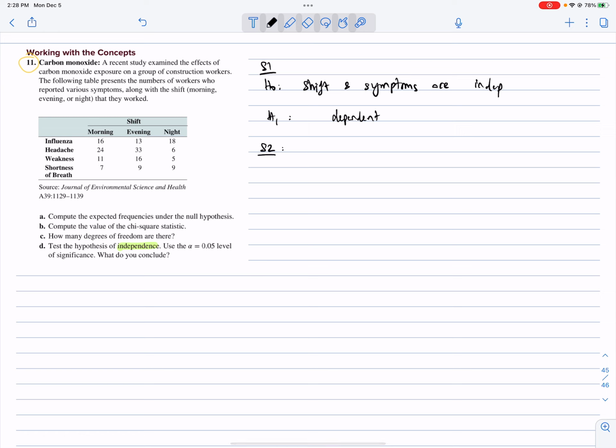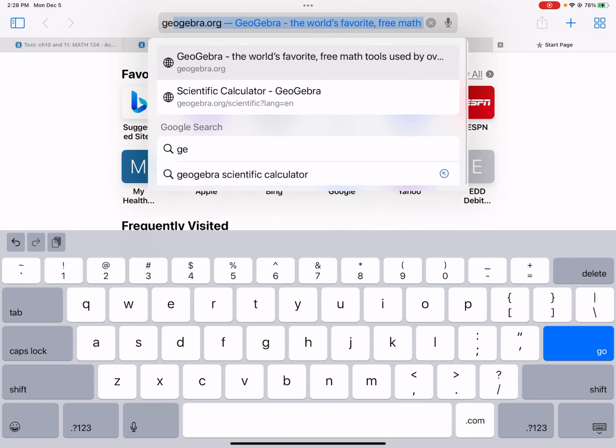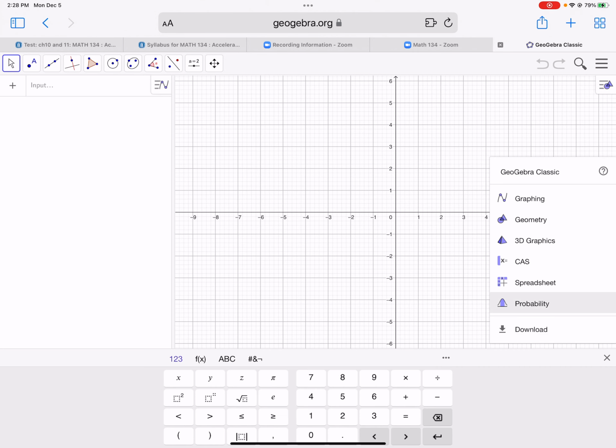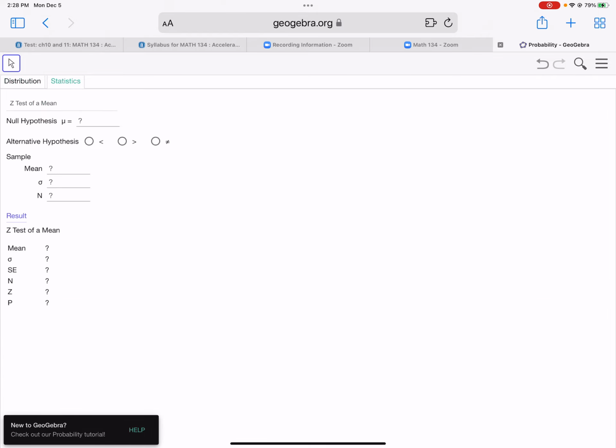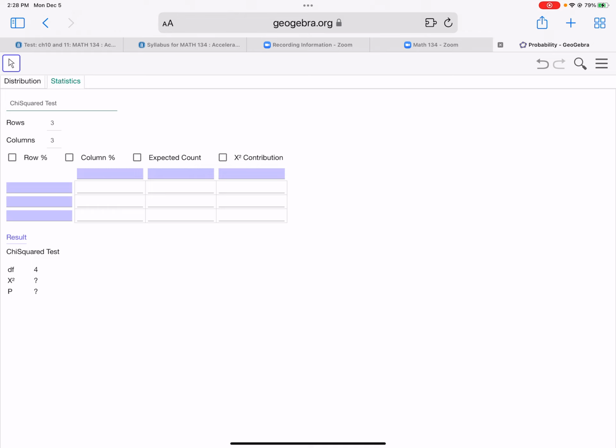Step number 2, the test statistic, and step number 3, the critical value. So the test statistic, we will get it from GeoGebra. So we go ahead and go to GeoGebra, and then you click on statistic. The last one, you will choose chi-square test. So this is the independence test.